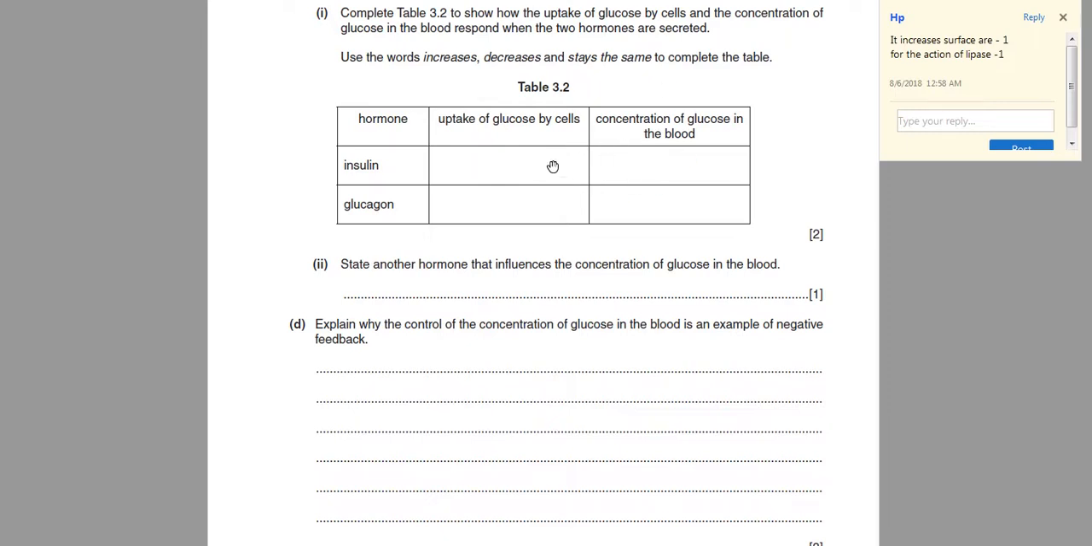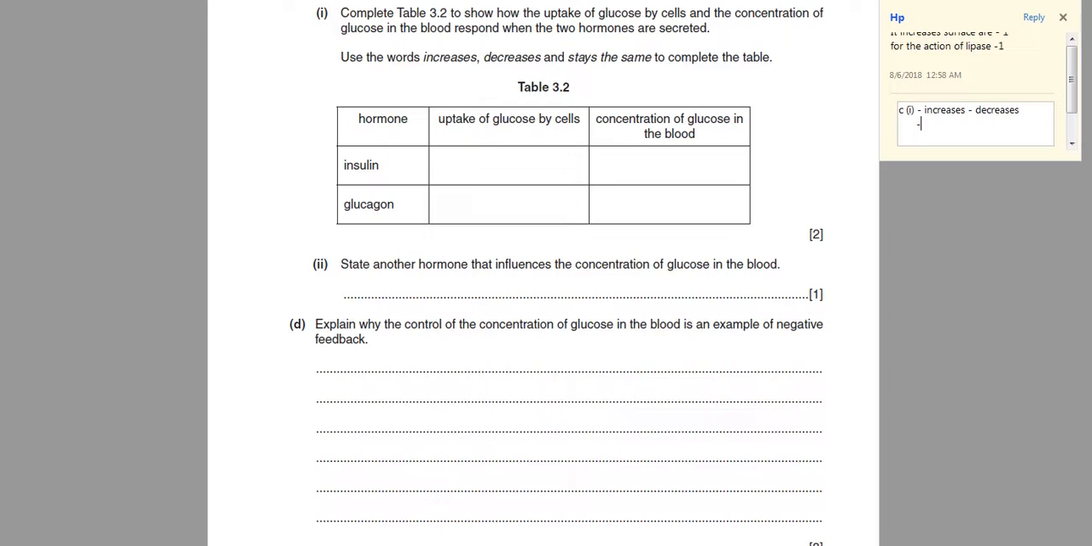So here let me write the answer for you, what will happen. The answer is that uptake of glucose by cells, so what will happen? Insulin increases. Okay, and then next, the concentration of glucose in the blood, what will happen to it? It decreases.